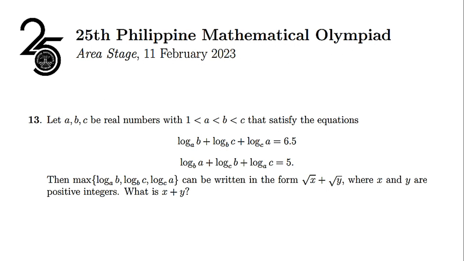Today's video features a problem from the 25th Philippine Math Olympiad area stage. Let A, B, C be real numbers with 1 less than A less than B, and B less than C that satisfy the given logarithmic equations. Then the maximum of log of B to the base A, log of C to the base B, and log of A to the base C can be written in the form square root of x plus square root of y, where x and y are positive integers. What is x plus y?